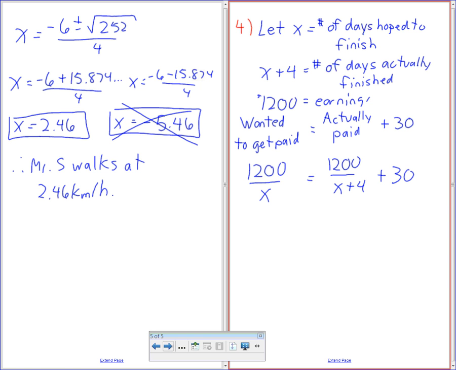Okay, so what he wanted to get paid is what he actually got paid plus 30, because he got paid $30 less than what he wanted to. Let's say he actually got paid $70 a day, you add 30 to it, and that's what he wanted to get paid, which is 100. That's the logic behind it. So the domain for this question is what? I'm going to call it greater than 0.